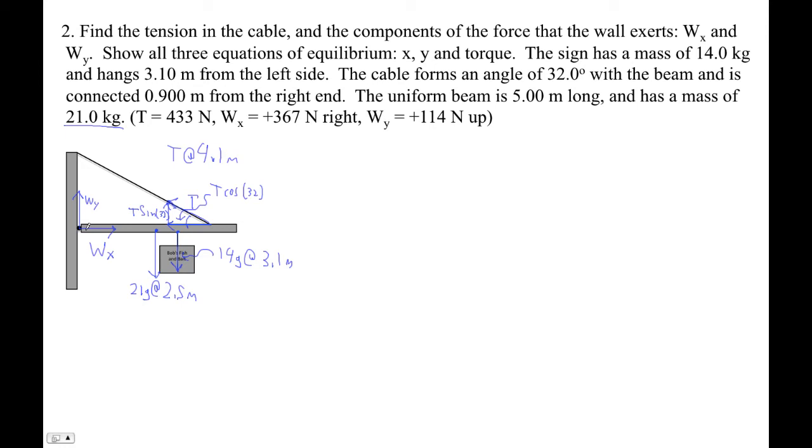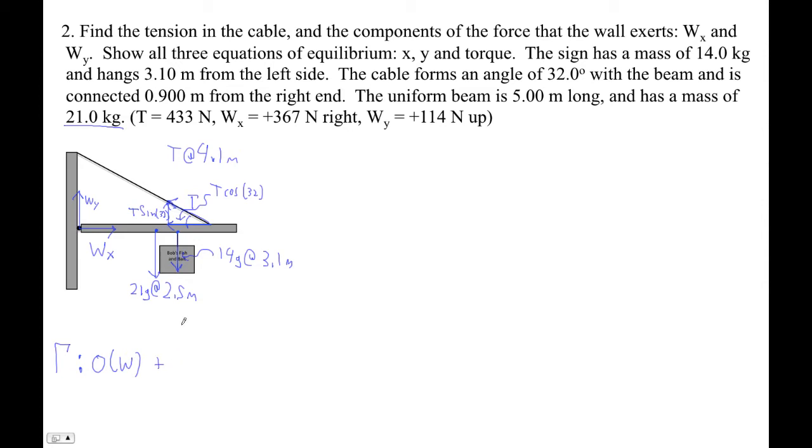When we pick a torque point, which I've already picked, we always want to get these distances from the left side. So again, we've got the beam at 2.5 meters. This weight of the sign, 14 times 9.81, at 3.1, and then whatever the tension is, at an angle of 32 degrees. So let's set up our torque expression. The torque is 0 times whatever the wall is exerting, right?